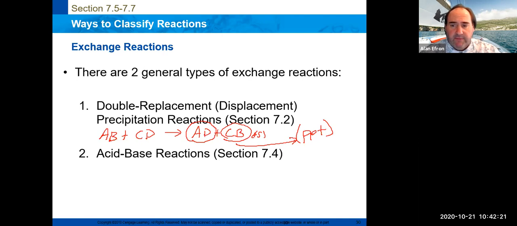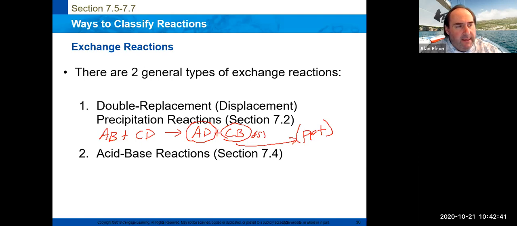And this usually happens, as we will see, when you take maybe two solutions and you pour them together. There are two solutions to begin with, no solid. But once you pour them together, what you're essentially doing is mixing all the available ions. And then there are certain ions that want to come together to make a solid. And we do see some type of precipitate form.